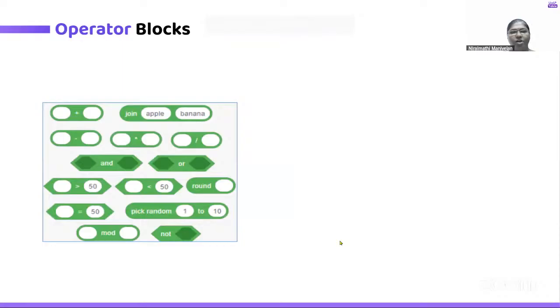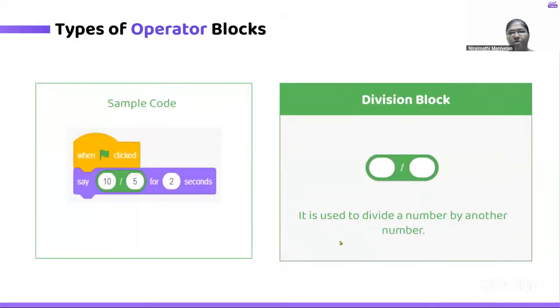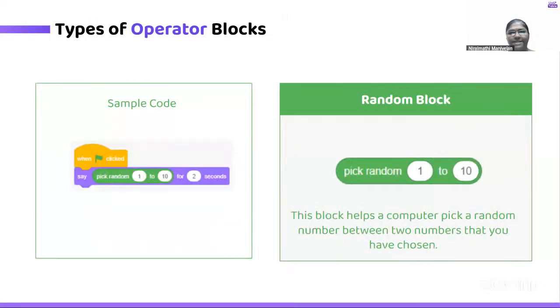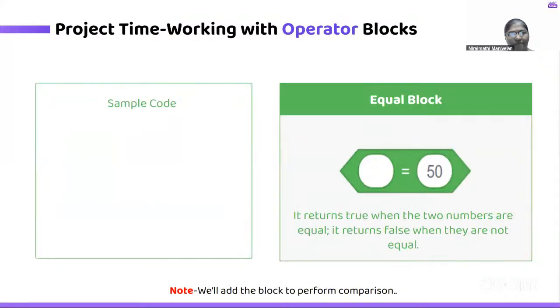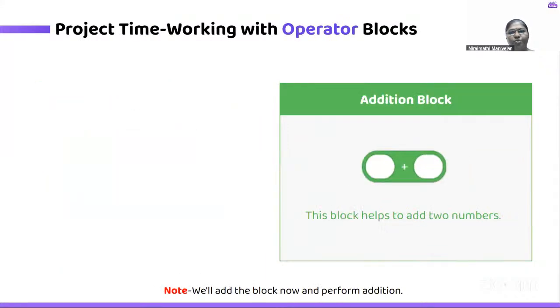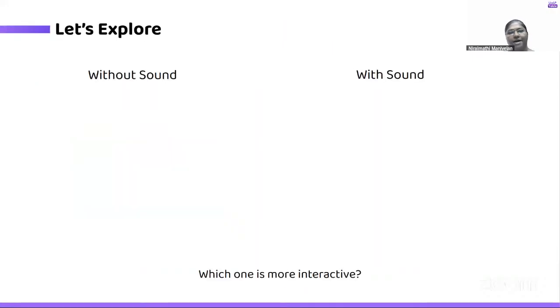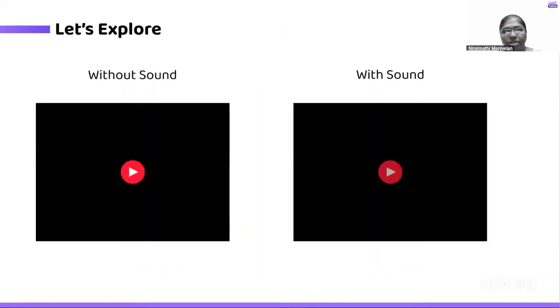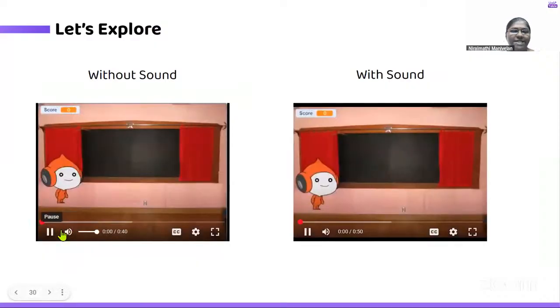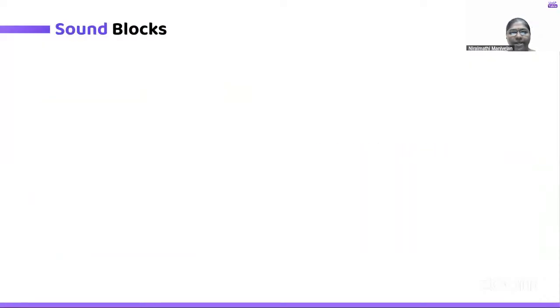So we have added the operators block and I have explained about these blocks. Let's move ahead. Greater than, less than, everything I told you. Join block we have used. Equal to block we have used. Addition block. Now we have to add more interactive things. In order to make our project more interactive, we're going to add the sound blocks. Let us first see what sound blocks we have.